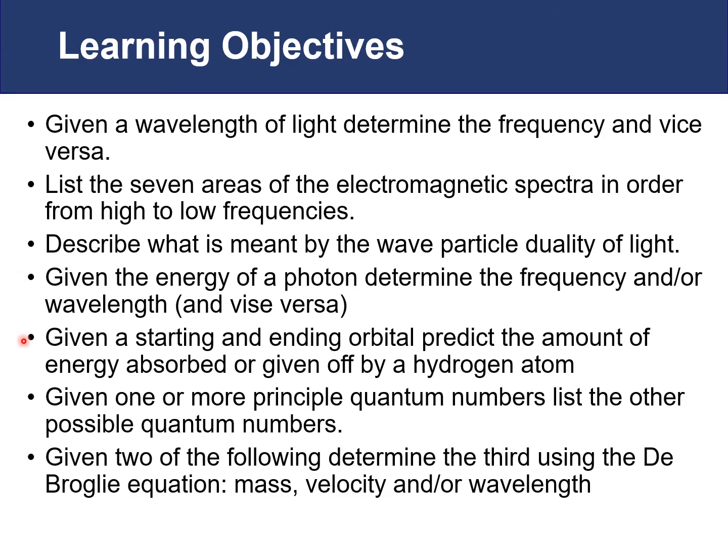given a starting and ending orbital, predict the amount of energy absorbed or given off by a hydrogen atom, given one or more principal quantum numbers, list the other possible quantum numbers. Given 2 of the following, determine the third using the de Broglie equation: mass, velocity, and/or wavelength.